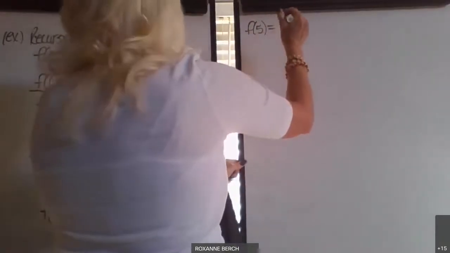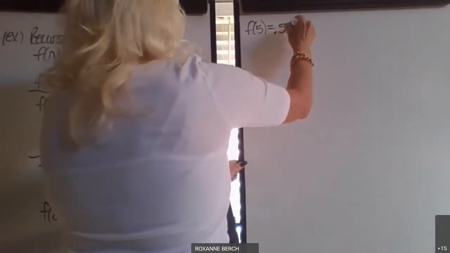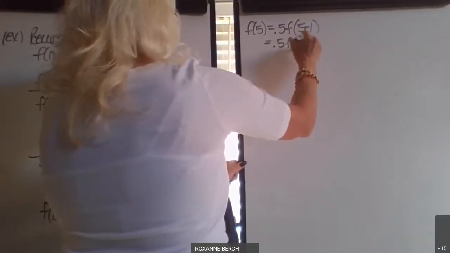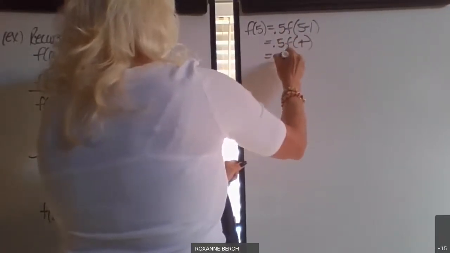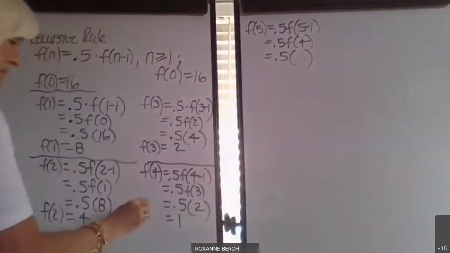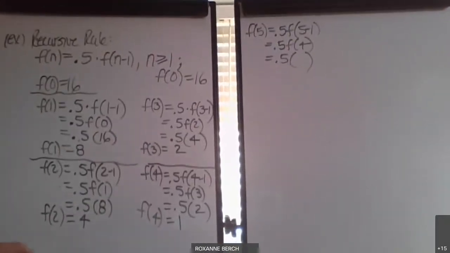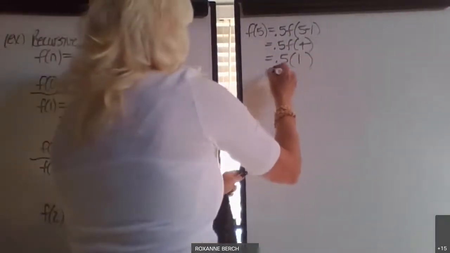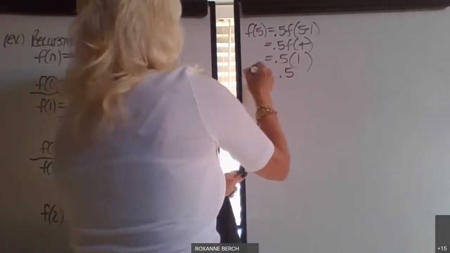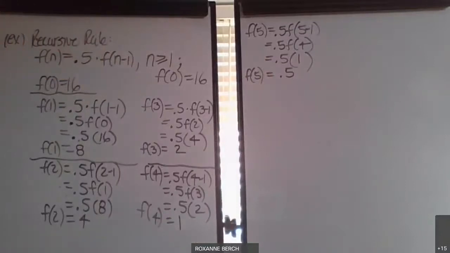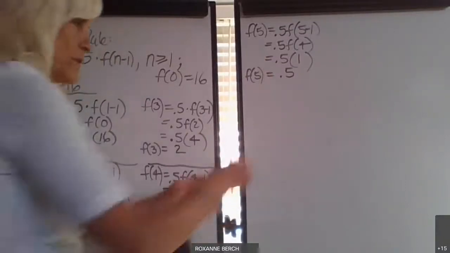Let's do one more. F of 5 is equal to 0.5 times f of 5 minus 1, which is 0.5 times f of 4. Well, what's f of 4? 1. So f of 5 is a half. So we're going to do the graph.